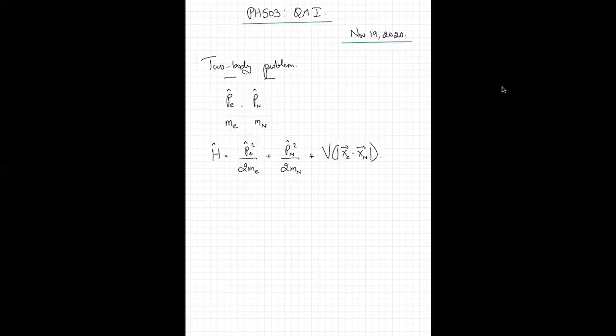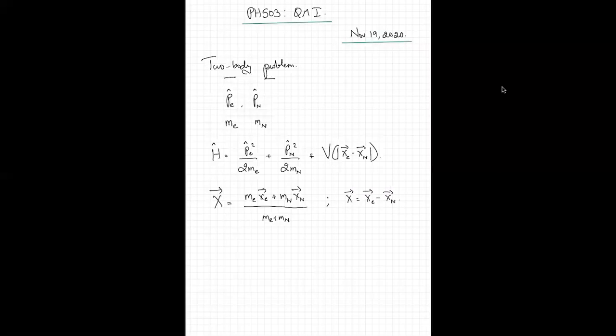So instead of looking at the coordinate of the electron and the coordinate of the nucleon, let me change to what is called the center of mass coordinate. The center of mass coordinate, capital X, is defined as MeXe plus MnXn divided by the total mass, which is Me plus Mn, and the relative coordinate, which I'll call little x, which is Xe minus Xn.